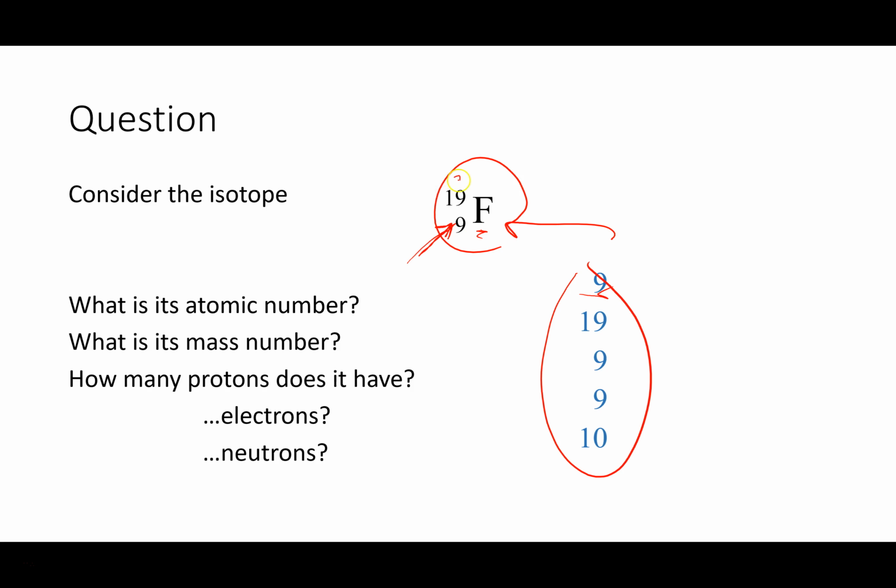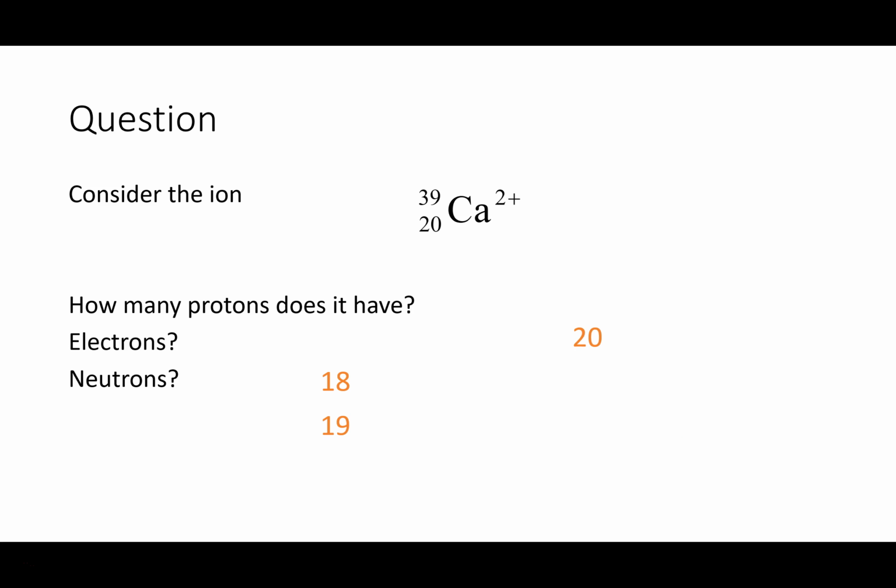Its mass number, the big number here, remember that's the neutrons plus the protons. So protons are 9 because that's the atomic number. Electrons are 9 because it's neutral, there's no charge up here. And neutrons, we got that by taking 19, the mass number, and from that subtracting the number of protons to get 10 neutrons.